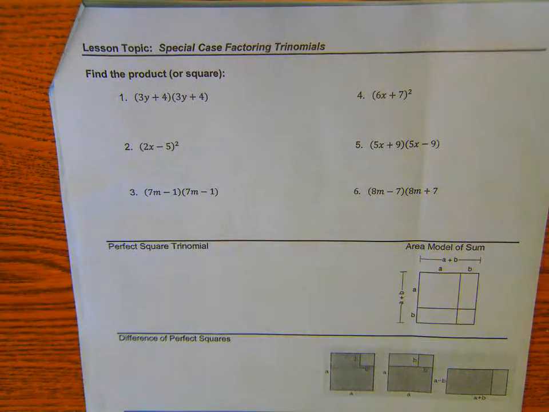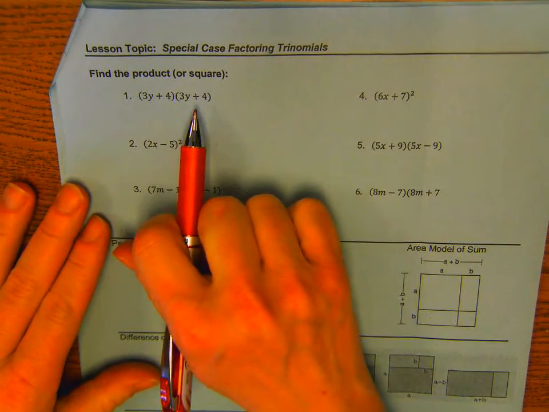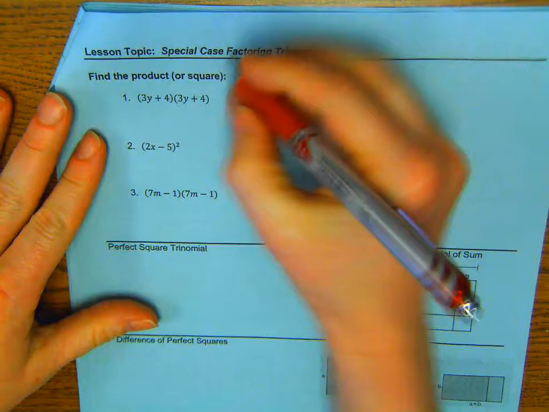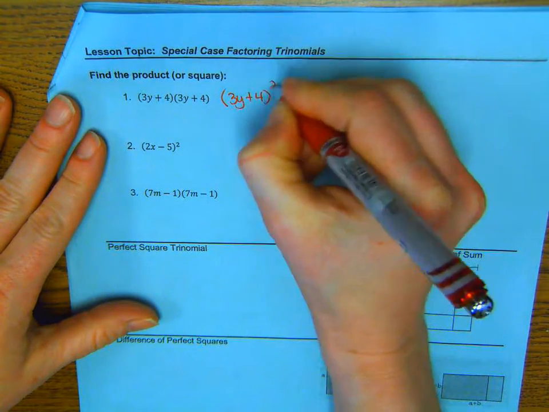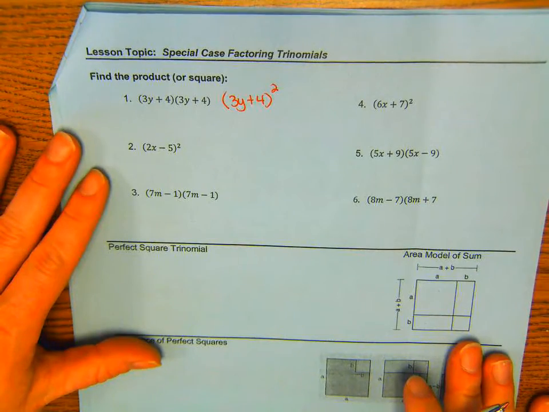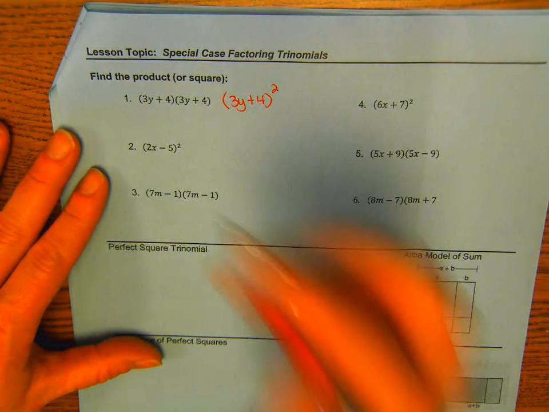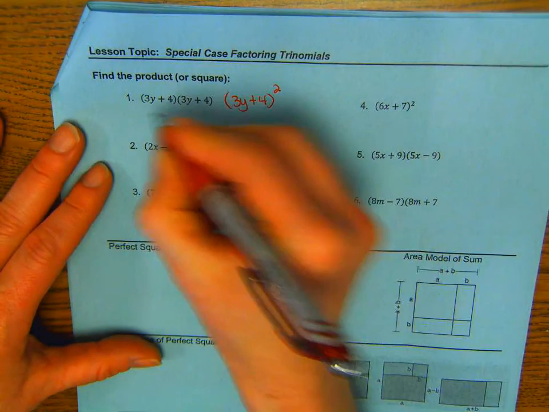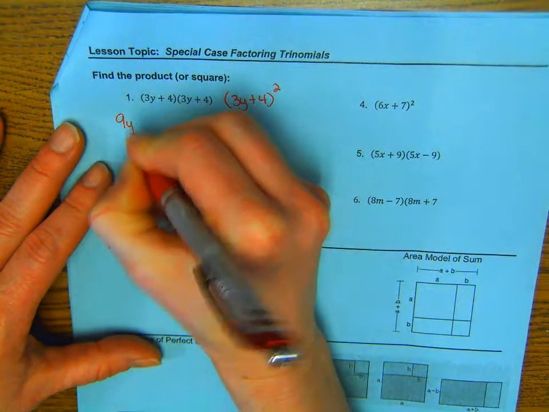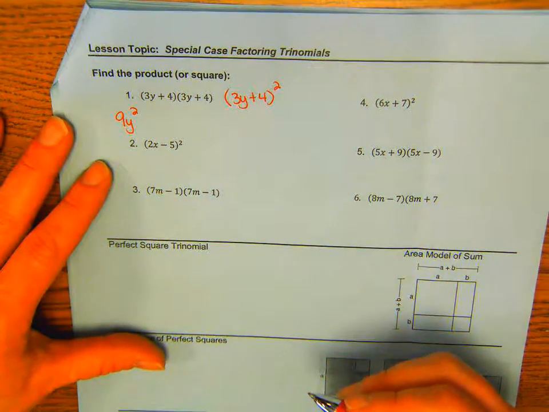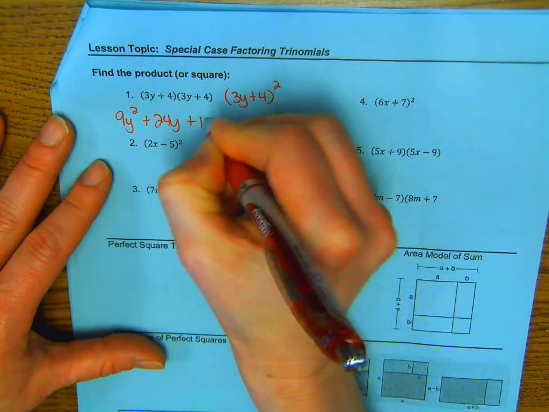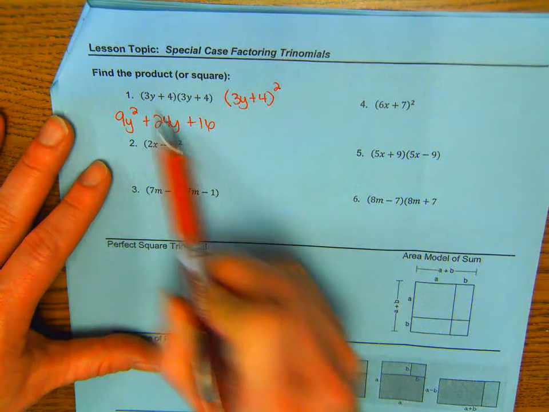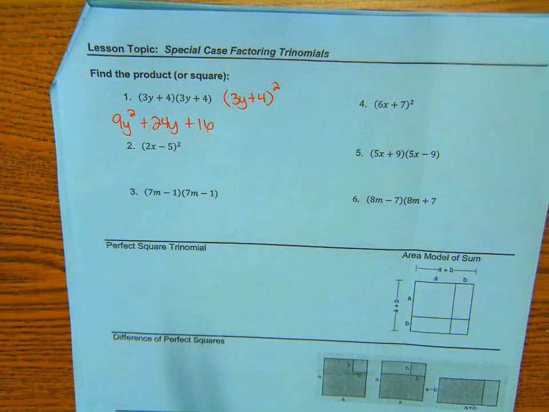One. It was 3y plus 4, 3y plus 4. By the way, what's another way of writing that? 3y plus 4 squared. Okay? Bobby? 9y squared, you meant? Yeah. Plus 24y plus 16. Because when you're multiplying this out, you get a 12y and a 12y. You get two middle terms exactly the same.